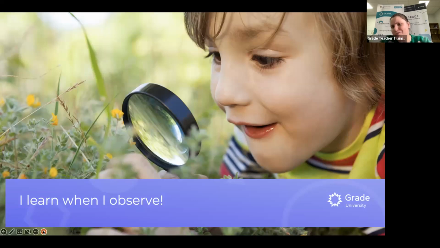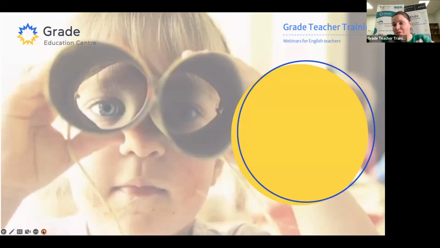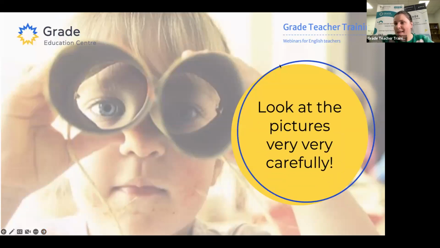Those of you who have kids know that they learn from looking at things, and they are much more attentive and notice little details that adults might not notice. Very often we have pictures in the book, and this is where you can easily incorporate a grammar concept. You say, okay, guys, now put on your binoculars and look at the pictures very, very carefully.